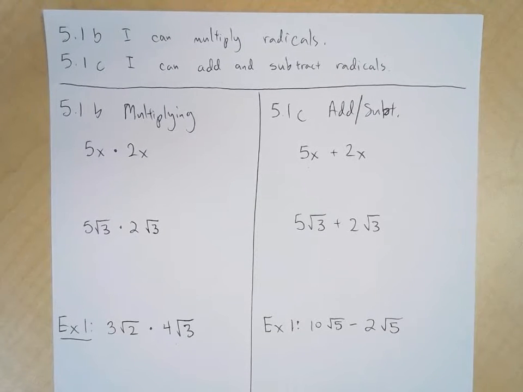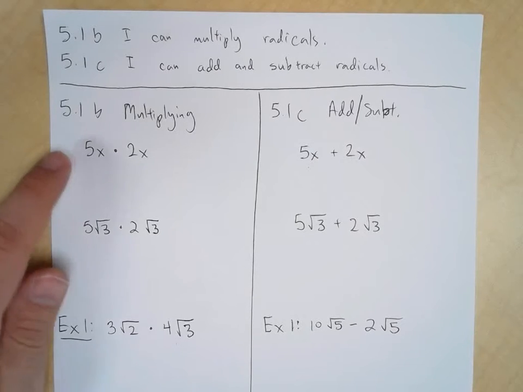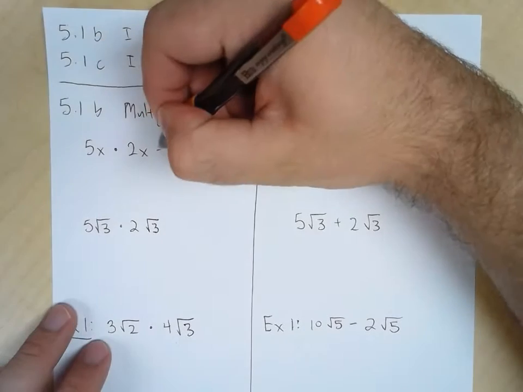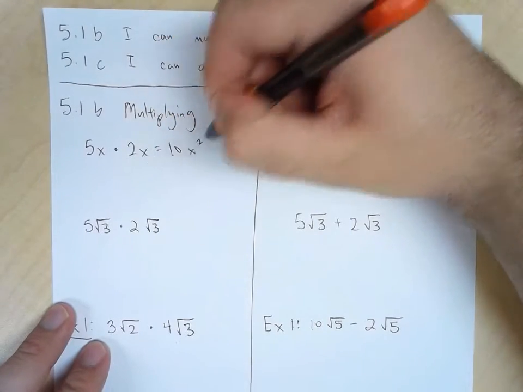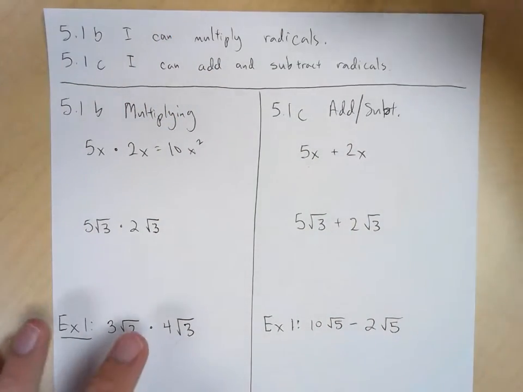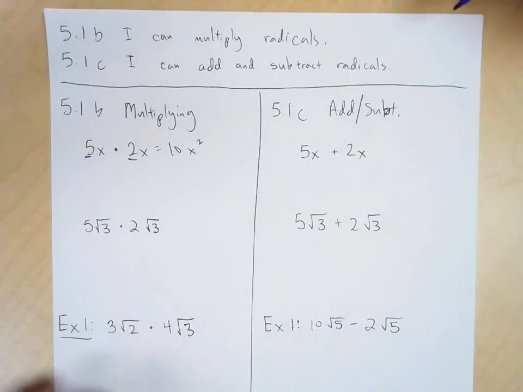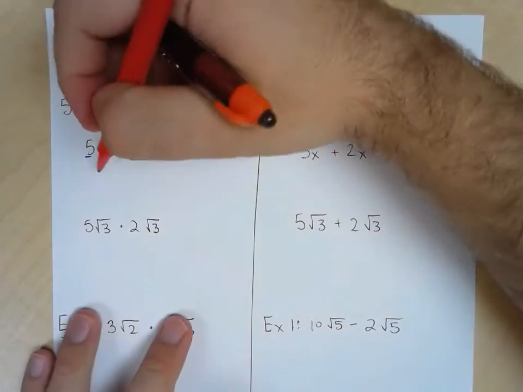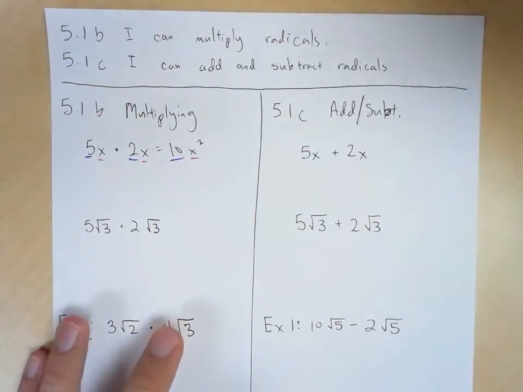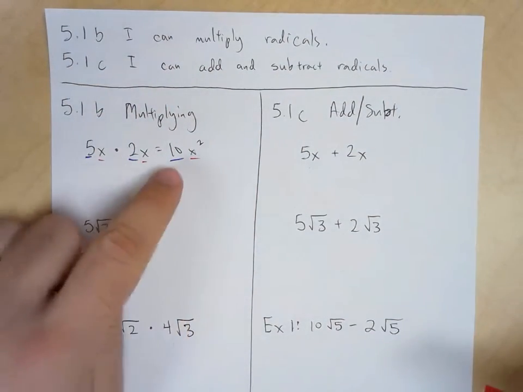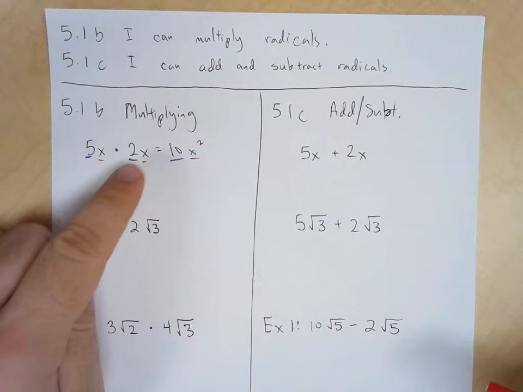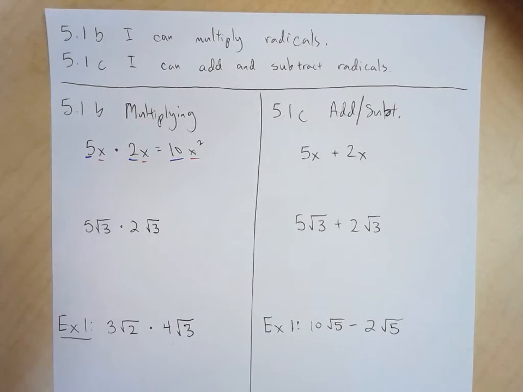Okay, so let's work all the way through multiplying, and then we'll work all the way through adding and subtracting. When we multiply, we've always been able to multiply pretty much anything we want, such as 5x times 2x is going to give us 10x squared. This comes from 5 times 2 giving us 10, and then x times x giving us x squared. So the number times the number gives us the number in front, and the variable times the variable gives us the variable. That's all we have to do.